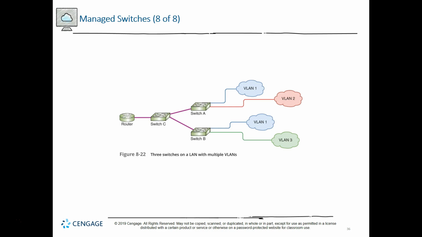So by putting that on that outside edge, in this case, you could have 3 switches. Each of them have multiple VLANs.